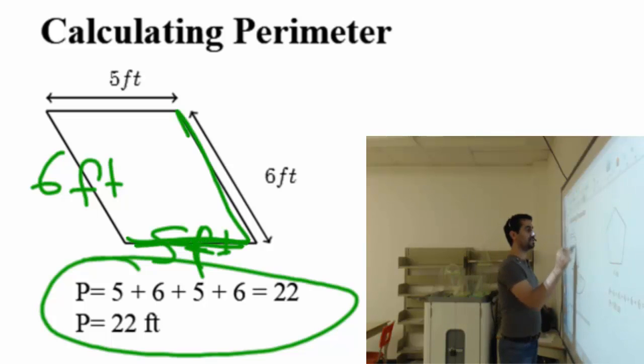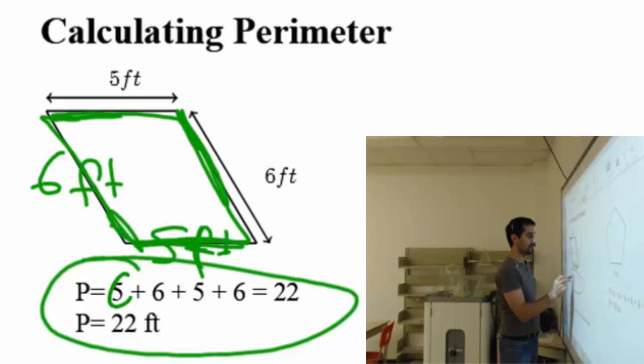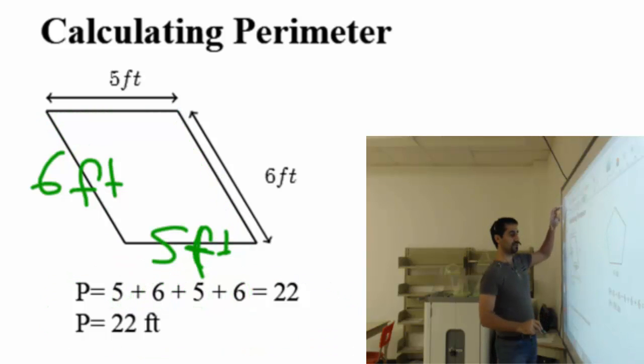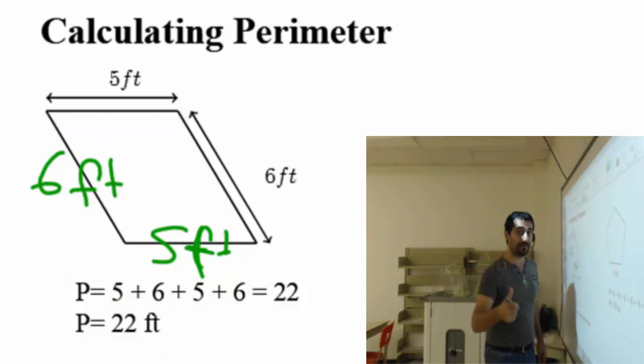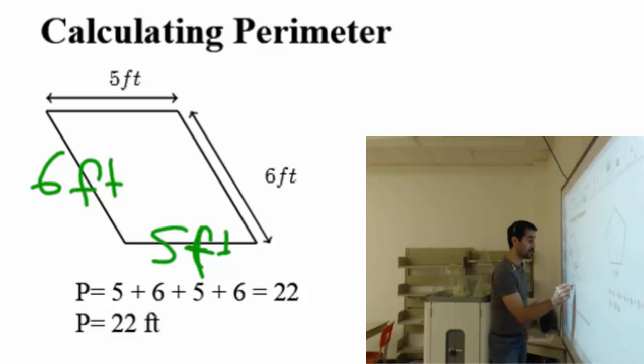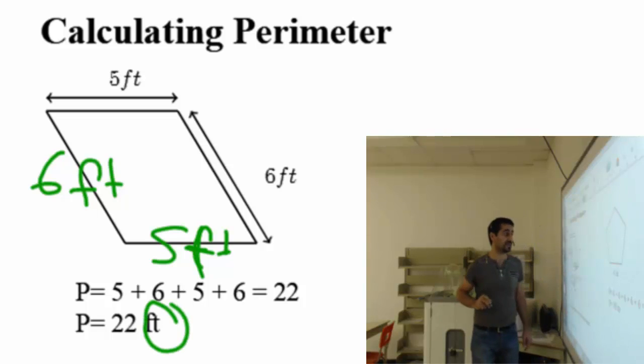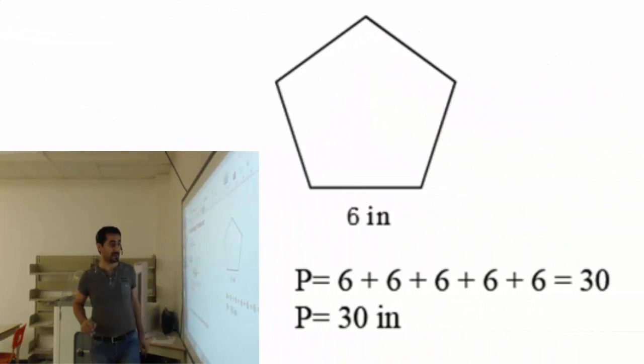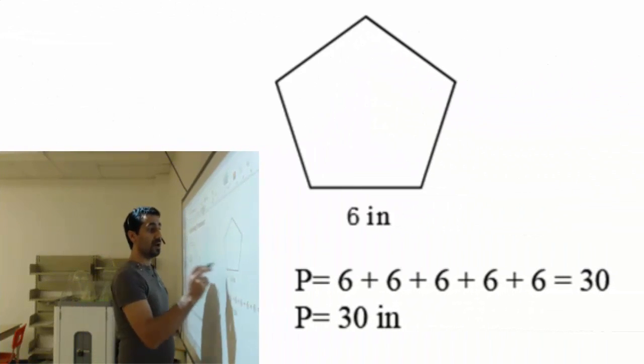5, 6, 5, and 6 more here. Add them together. You will get 22. And don't forget, that's good math, but you need to write down the unit as well. In this case, the unit is feet. So write down feet.